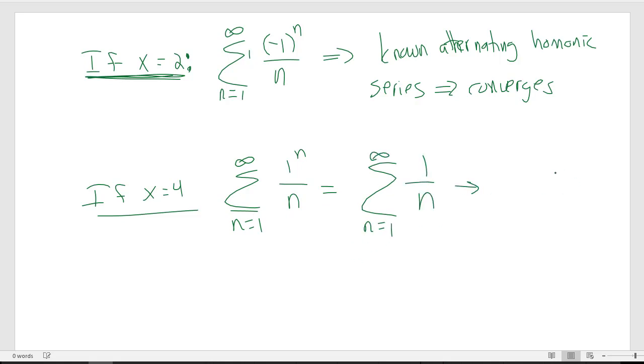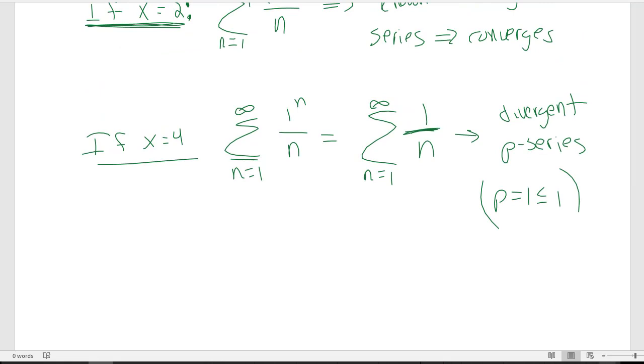And this is a p-series, right? This is a divergent p-series. The p is equal to 1, which is less than or equal to 1. So that's a divergent p-series. Now what that means is x equals 4 I don't include in my interval of convergence.